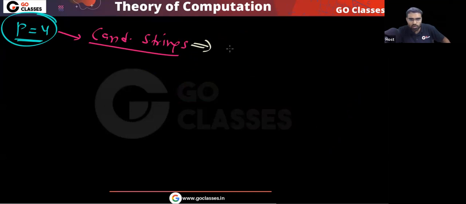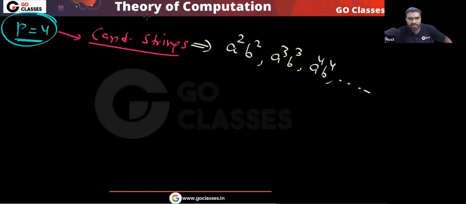Because I am taking p equal to 4, my candidate strings will be a power 2, b power 2, a power 3, b power 3, a power 4, b power 4. These will be my candidate strings. Now let's check this p equal to 4.